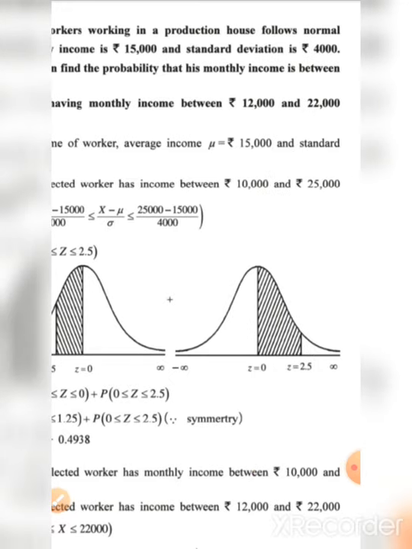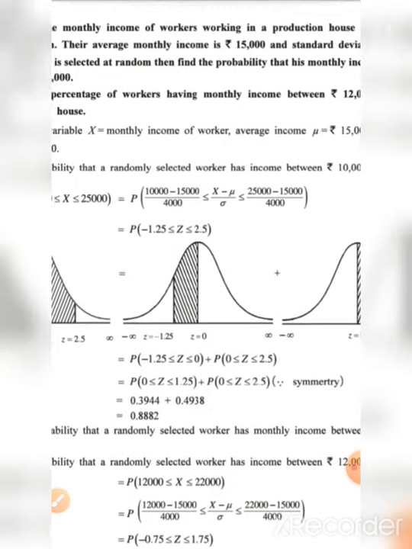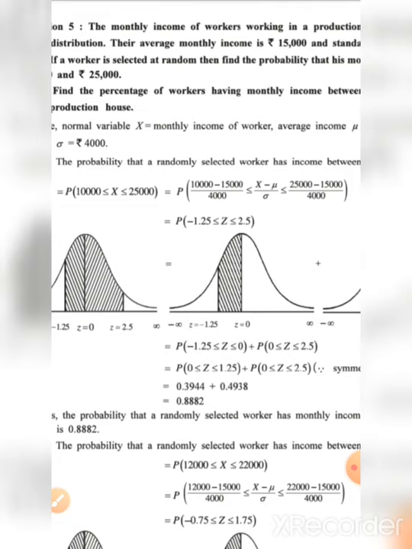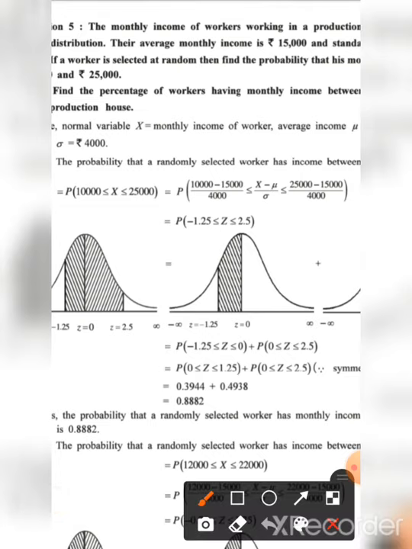Just again, our mu is rupees 15,000 and our standard deviation is actually 4,000, right? Now how are we going to write this? Over here I'm talking about the first question, children. We need to have the area between rupees 10,000 and 25,000. So we need to have P of 10,000 less than or equal to x less than or equal to 25,000, right? Now this we need to convert into z.